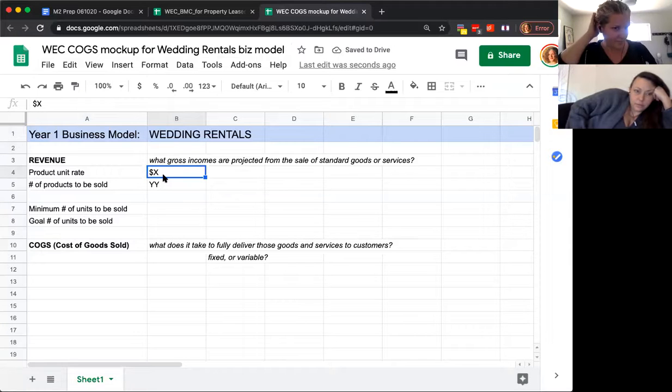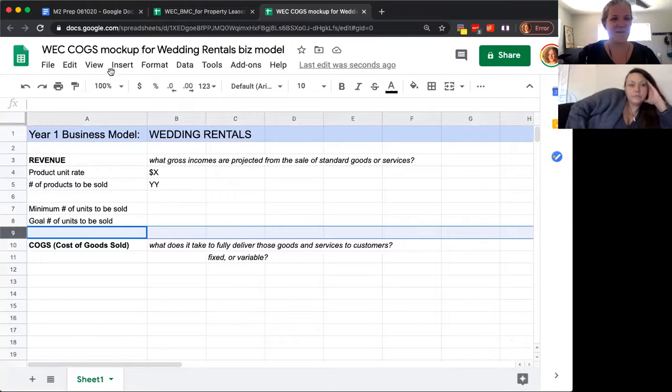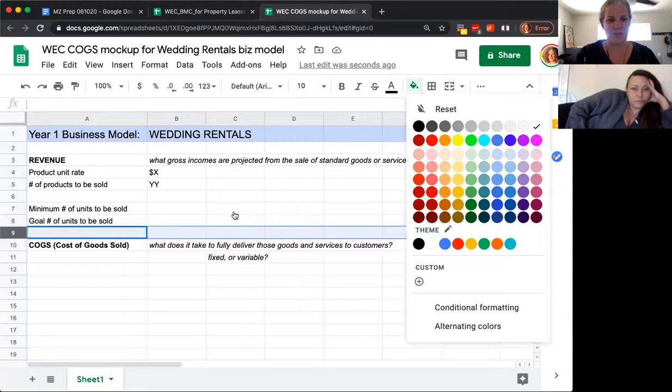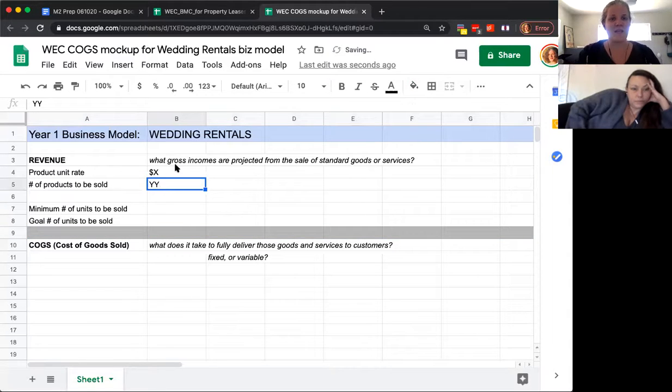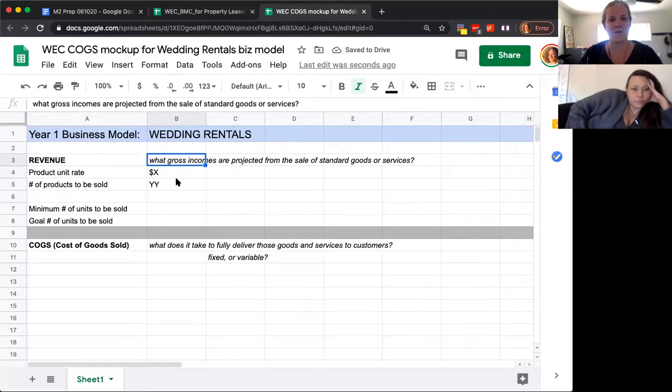Okay. So some of this will be a review from last time. But what we're going to talk about first is the revenue section. You can think of these as sections that are split up here. I'll make a little line to show that they're separated. So the revenue section is a matter of what gross incomes are projected from the sale of goods and services, and generally a standardized product. So in this case, the standardized product would be like a 1-day rental or something like that, right? So tell me more, what is the product and how much do you think you could charge for it?